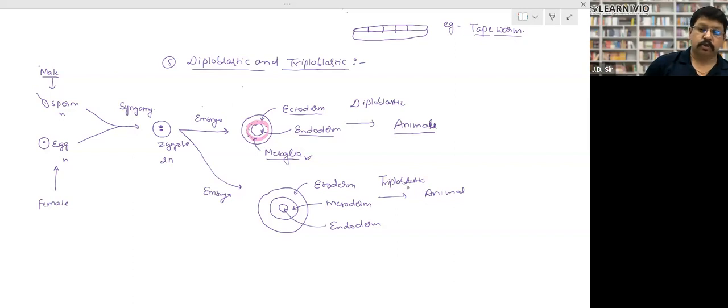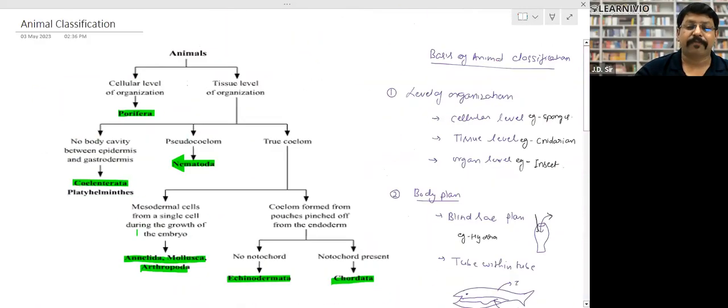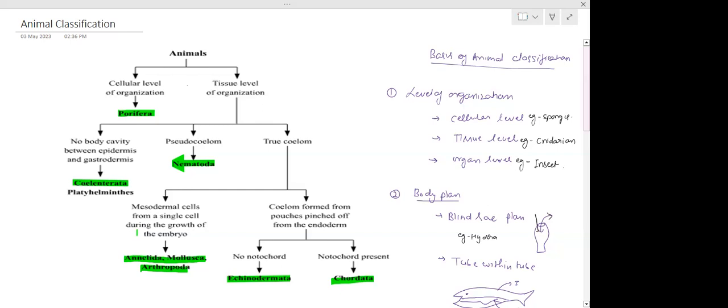Right? So three layers. So this was all about the criteria behind the classification of animals. Is that clear? If you have any doubt at any point, please let me know. It's clear, sir. Clear? Okay.